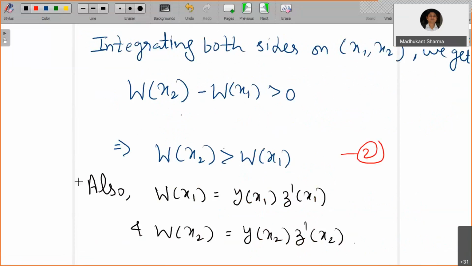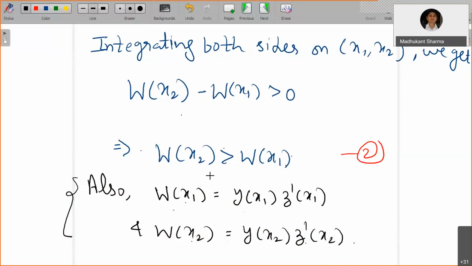Now you observe what W of x1 is and what W of x2 is. Since x1 and x2 are successive zeros of z, z dash at x1 and z dash at x2 will have opposite signs. So when you multiply W of x1 into W of x2, what do you observe? W of x1 into W of x2 is greater than W of x1 squared, so that gives you that W of x2 is always positive.